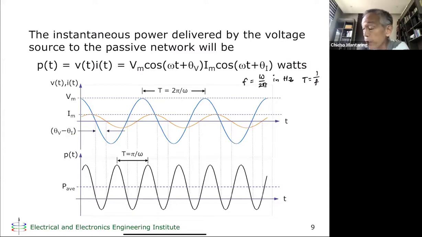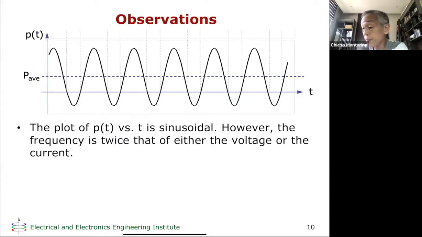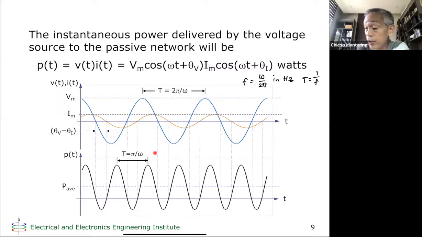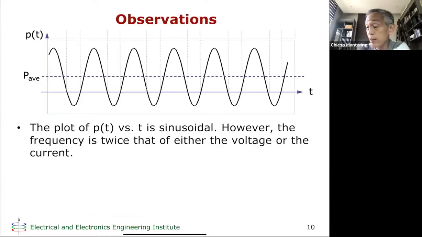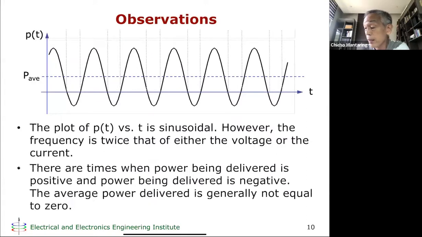Okay, what can we observe about this instantaneous power? So note it is sinusoidal. The frequency, as we saw here, is twice the frequency of either the voltage or the current. There are times when power is being delivered. Here you see positive power. And there are times when power is being received. So we're talking about the source.